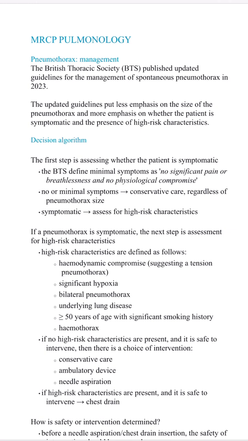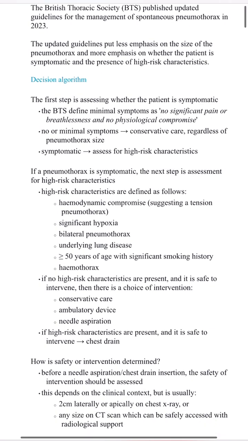The updated guidelines put less emphasis on the size of pneumothorax and more emphasis on whether the patient is symptomatic and the presence of high-risk characteristics. Okay, and this is the general algorithm. The first step is assessing whether the patient is symptomatic.